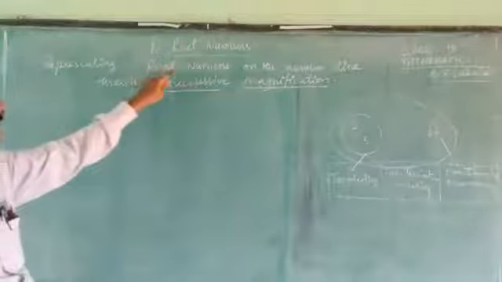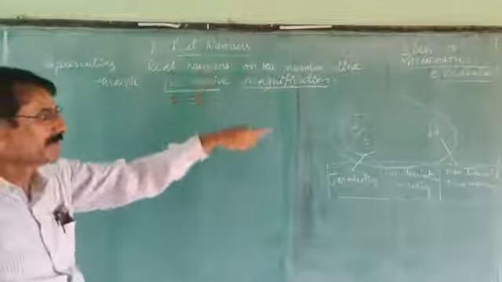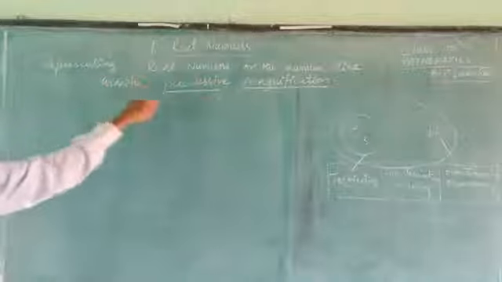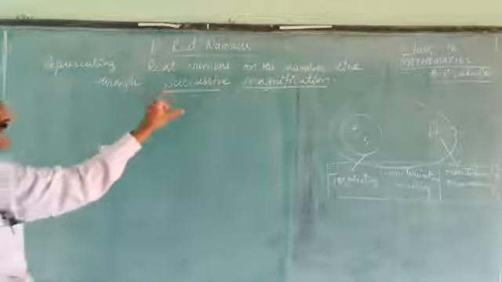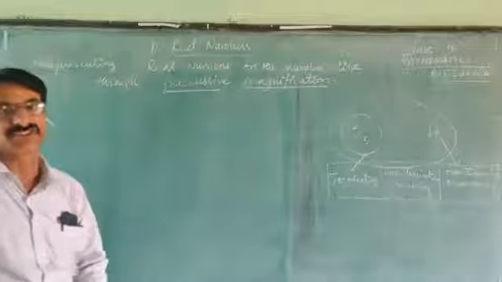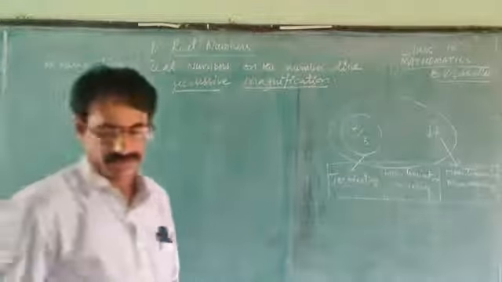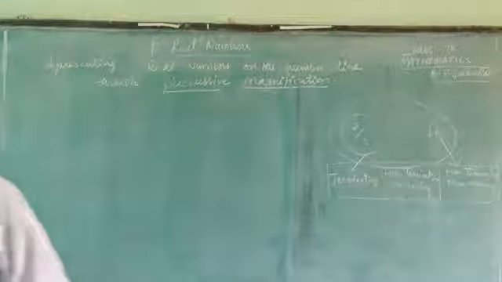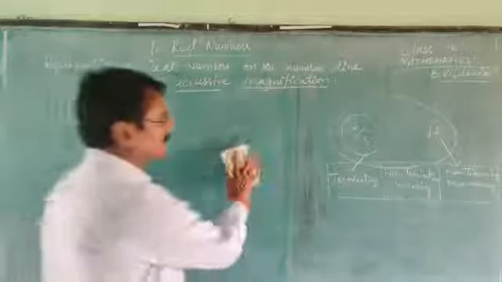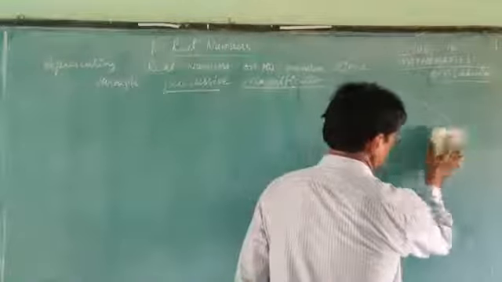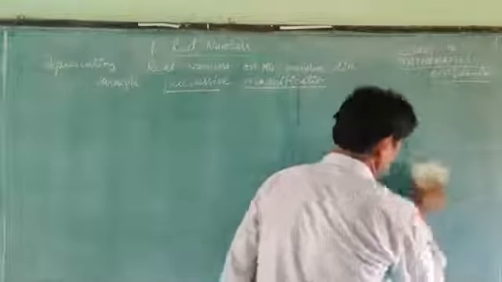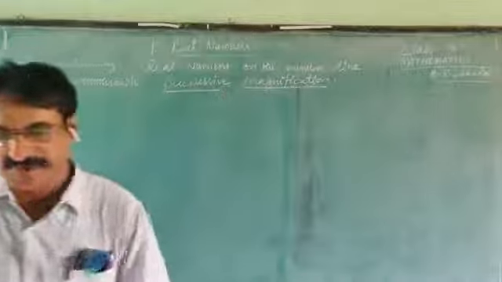So representing real numbers on the number line is done through which method? Successive magnification method. Yes, observe this example. Now I am going to explain this method through an example.